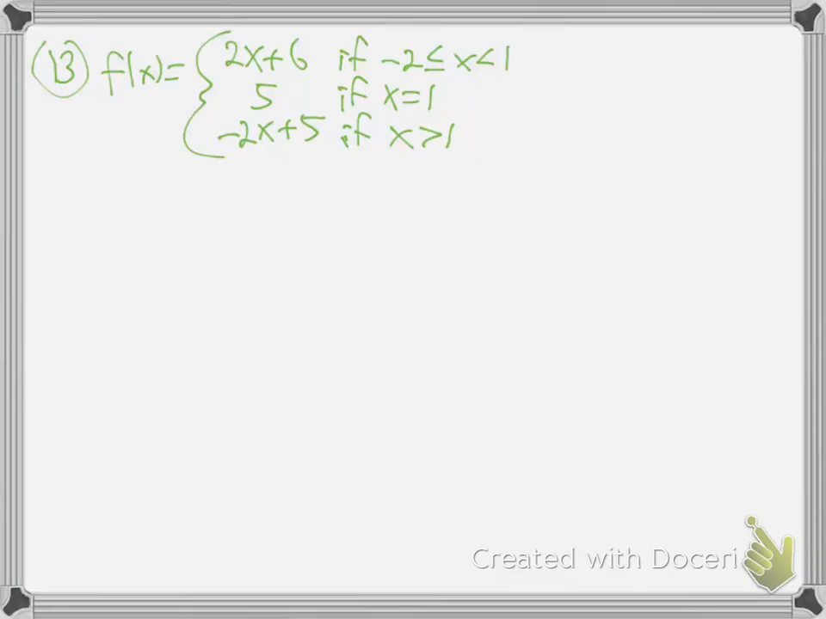Okay, so there's number 13. Same kind of thing, let's graph it. And once we've graphed it, we can answer all their little questions, which will be domain, range, and intercepts. So I'm setting up. It's all about those conditions. Look at those conditional statements.